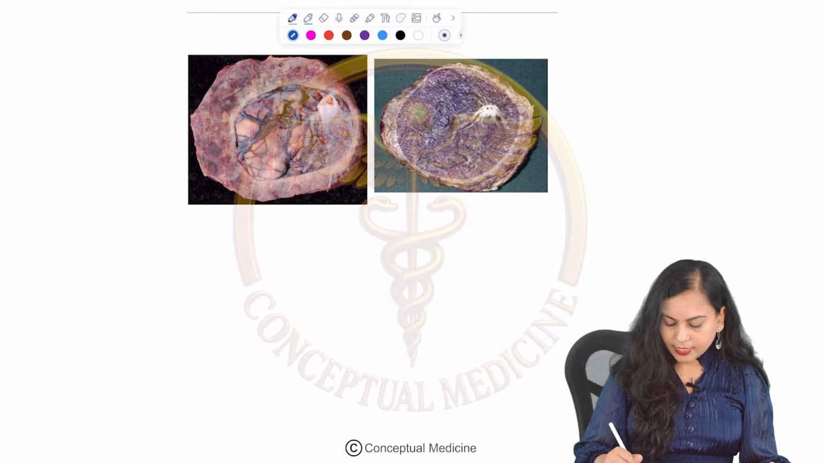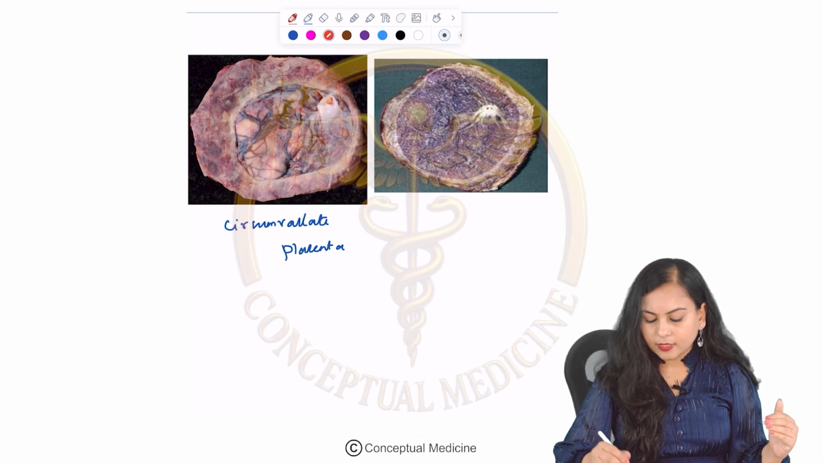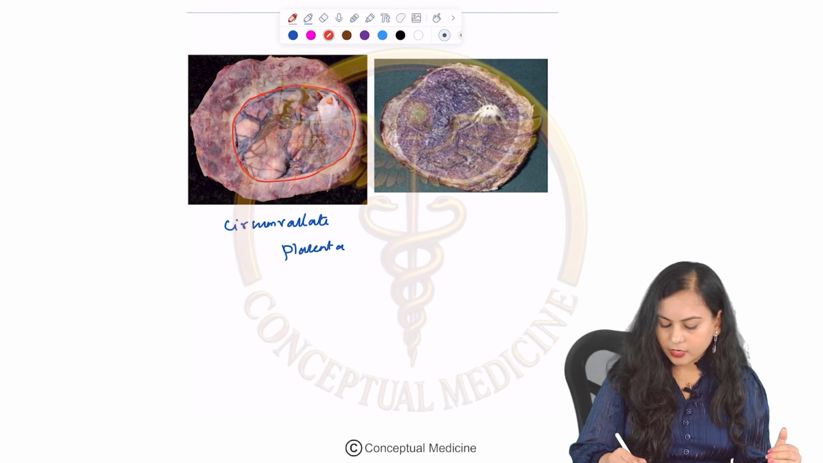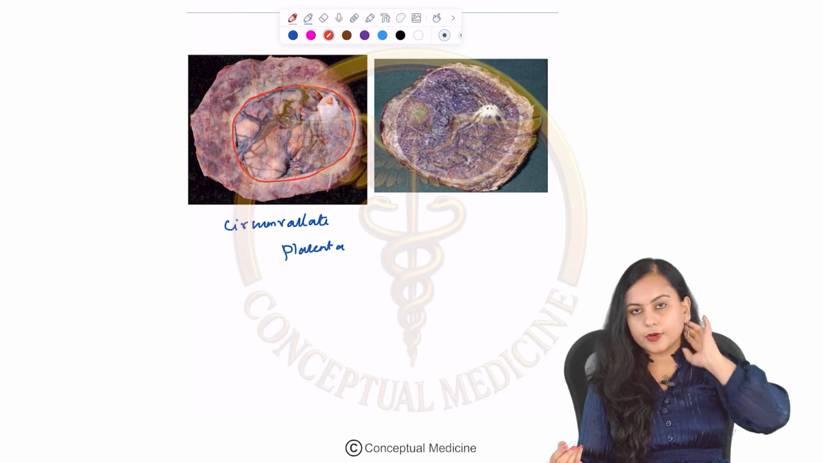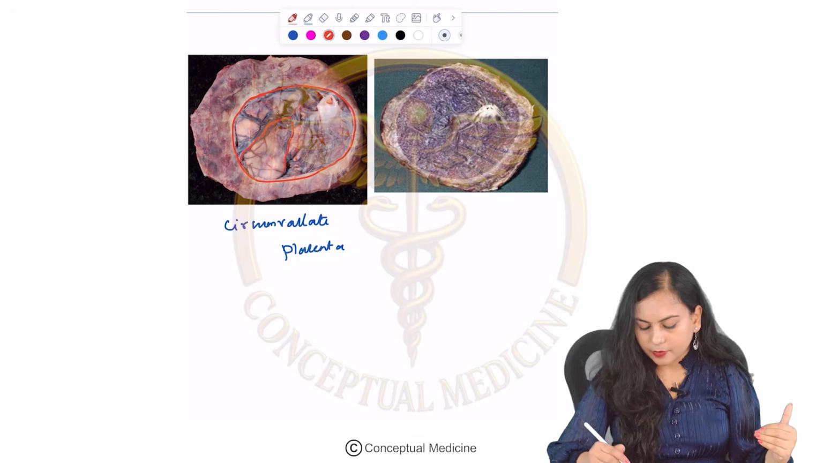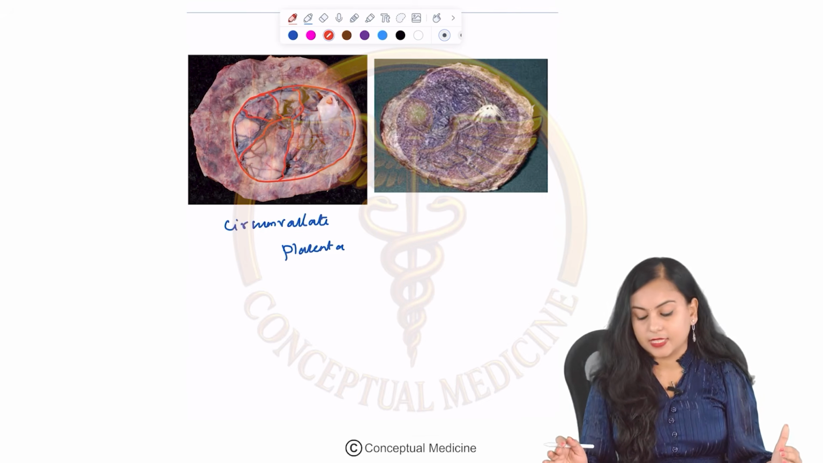So, what do you think this is? This is your circumvallate placenta. How do I identify this as circumvallate placenta? Because of the marking, this ring-shaped thing which is very prominent here, and you are able to see the vessels coming like this, but soon after this marking you are not able to trace the vessels, right? So this is going to be circumvallate placenta.